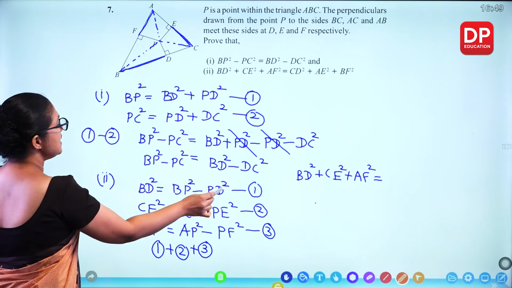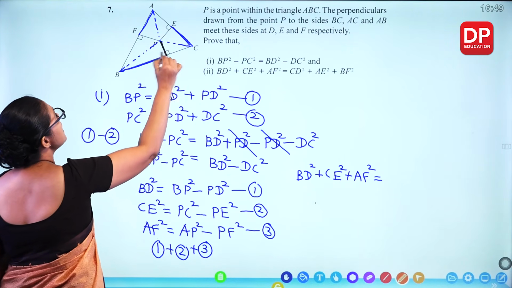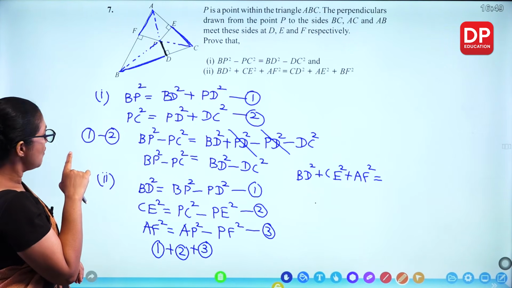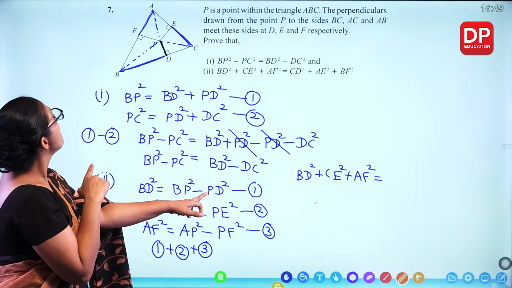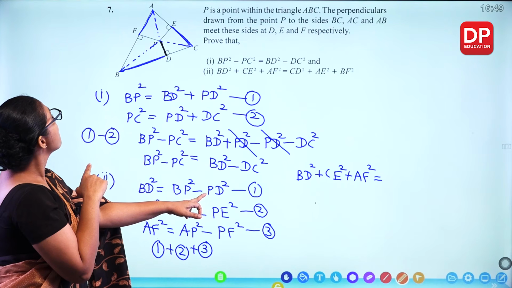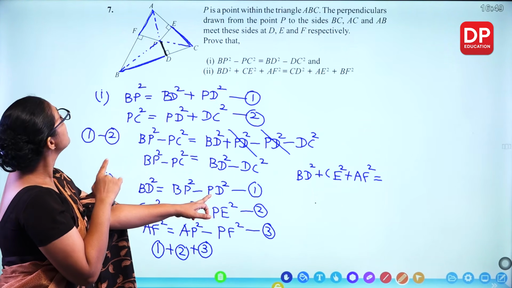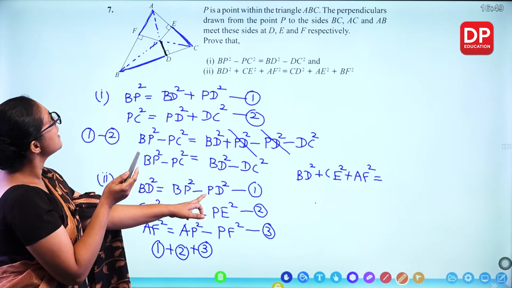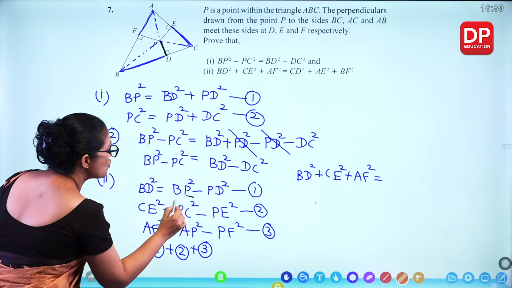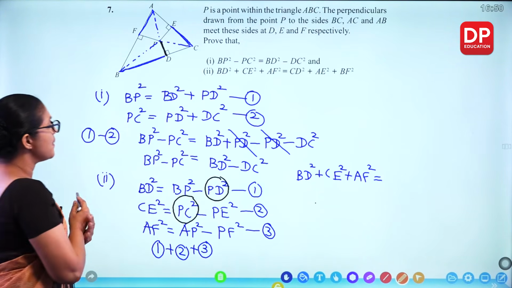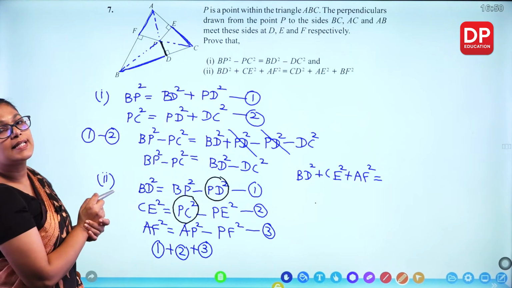Now we'll take PD. PD is this one. PD, and which side can we connect? PD with either BP. BP is not, BP we took, so we can take the other side, PC squared. These two. What happens? PC squared minus PD squared, I am getting CD squared.